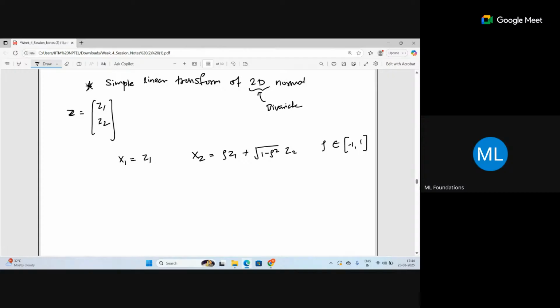Fine. But if I wanted to write this transformation, is this a linear transformation? Yes, because z1 and z2, the exponents of them are 1, so they are linear combinations basically. So rho and square root of 1 minus rho square are constants, scalars, and rho is between -1 and 1.